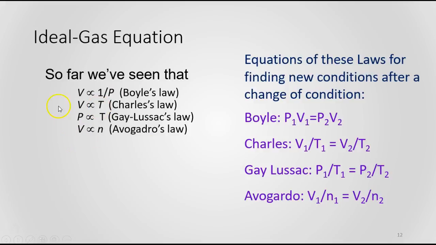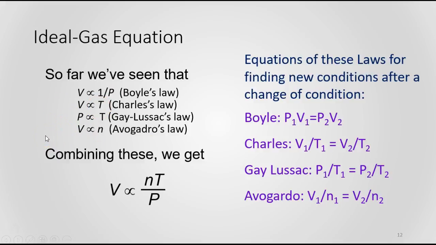Combining these concepts all into one equation, we get this relationship. So that's maintaining the directly proportional relationship between the V and the P and the V and the T.